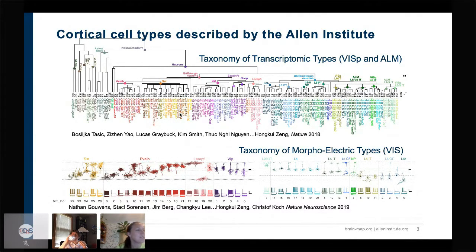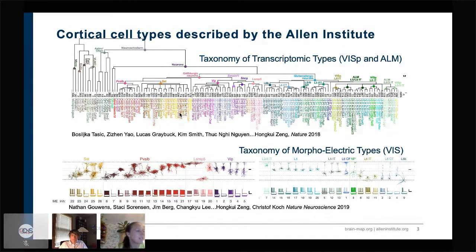This approach allowed us to describe cortical cell types based on gene expression at an unprecedented depth and breadth, but a major open question was how these transcriptomic types related to cortical cell types described using other methods, such as those that I mentioned from Cajal.